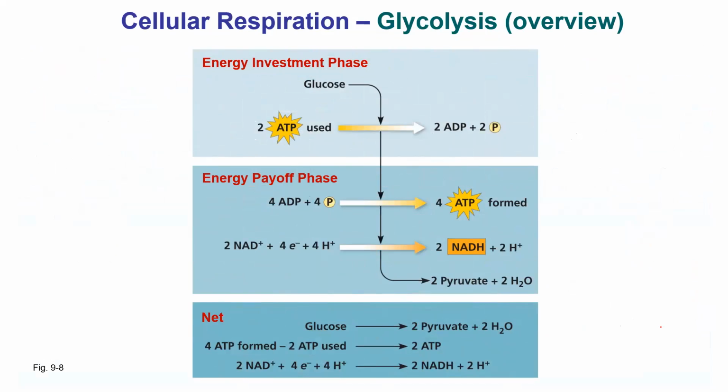So back to this slide here. This is really some of the most essential information to know, which is basically the overall reaction of glycolysis, which I drew for you on the whiteboard. Like I said, you're consuming 2 and you're producing 4. 4 minus 2 is 2. So overall, that's the important part.